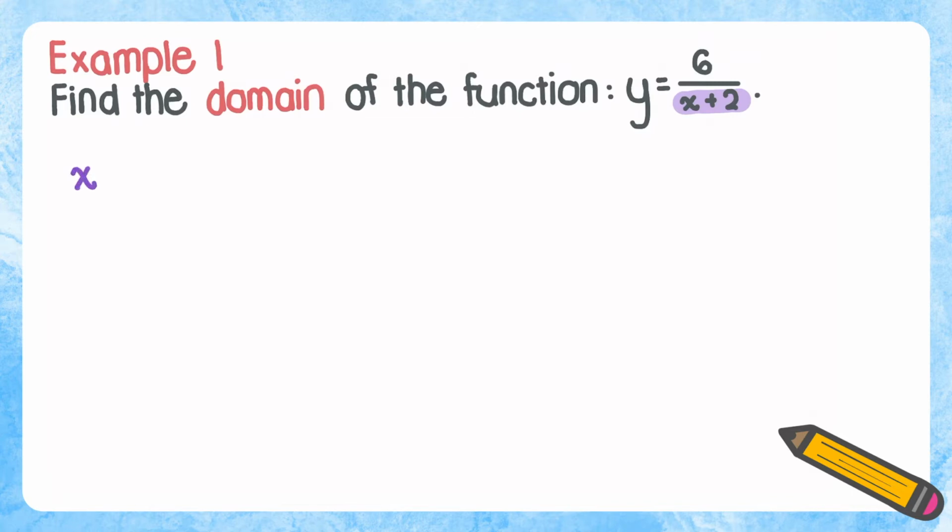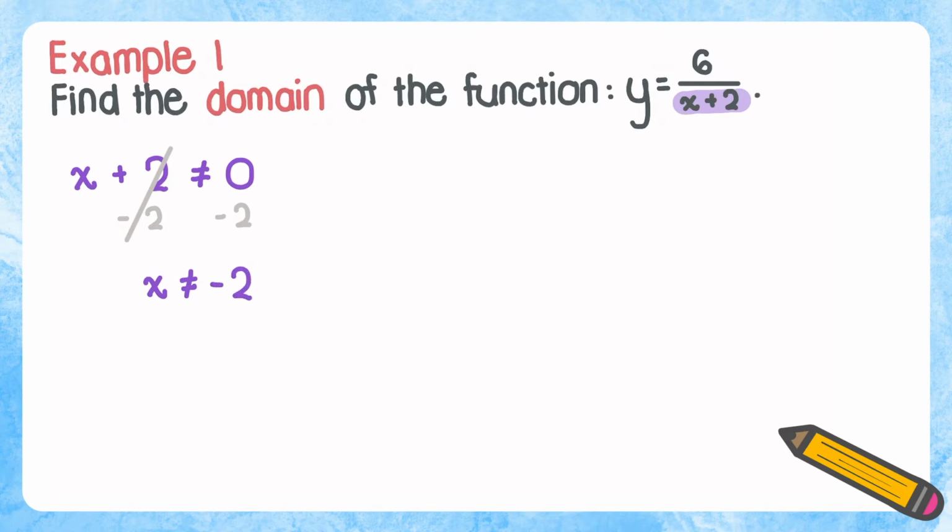So let me write it out here. X plus 2 not equal to 0. And then we're going to solve for x. Subtract 2 from both sides to isolate the x, and we're left with x cannot equal negative 2.